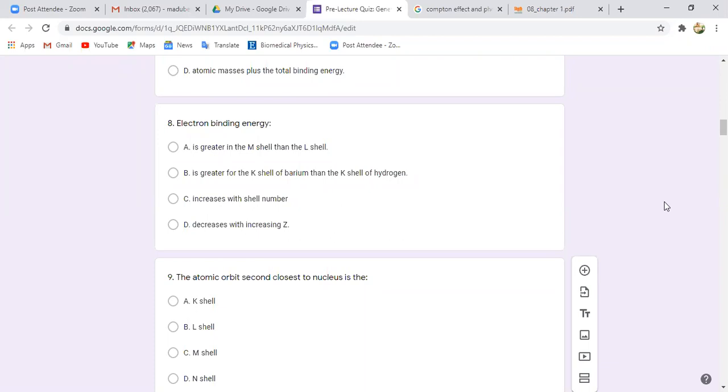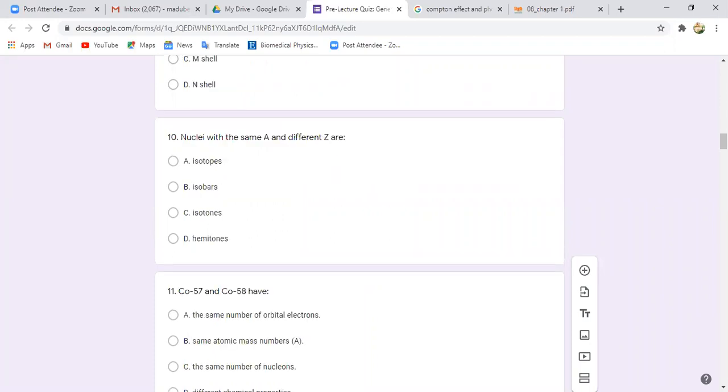So we're going to make the attraction between the K shell electrons and the positively charged nucleus much more. The atomic orbit closest to the nucleus, this one is also a giveaway. Nuclei with the same A and the same Z, of course, and this one is also a giveaway. With the same A and different Z are called what?